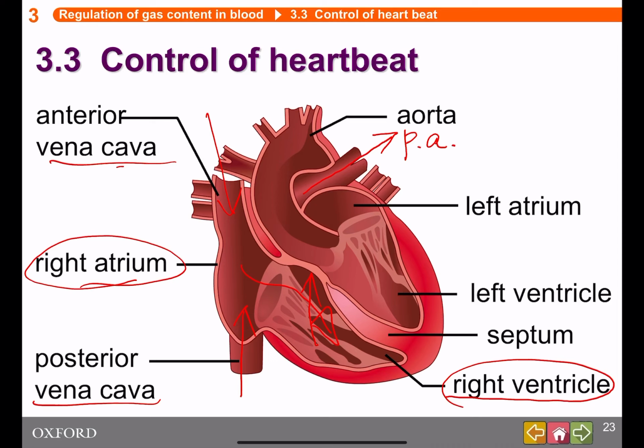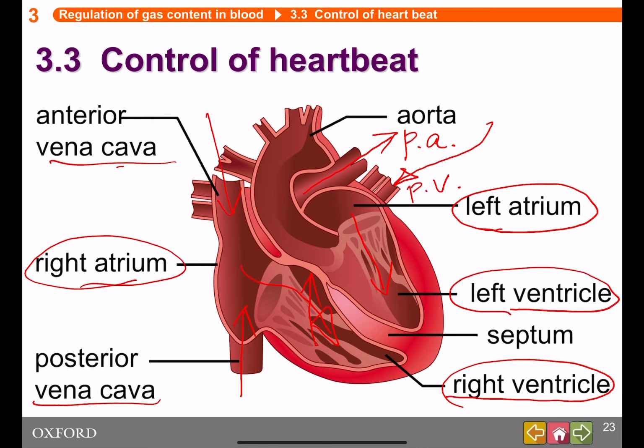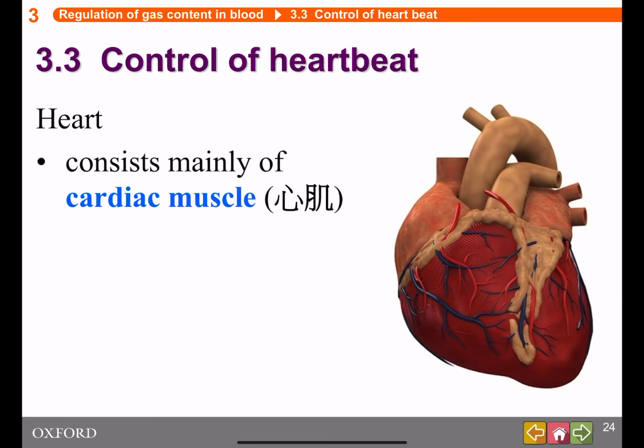After passing through the lungs, it will come back to the heart through the pulmonary vein, reach the left atrium, and then flow down to the left ventricle. Septum is the central partition separating the left and the right side of the heart. Finally, the blood will be pumped by the left ventricle to the aorta coming out of the heart. So this is a quick revision of the heart structure and the blood flow within the heart.